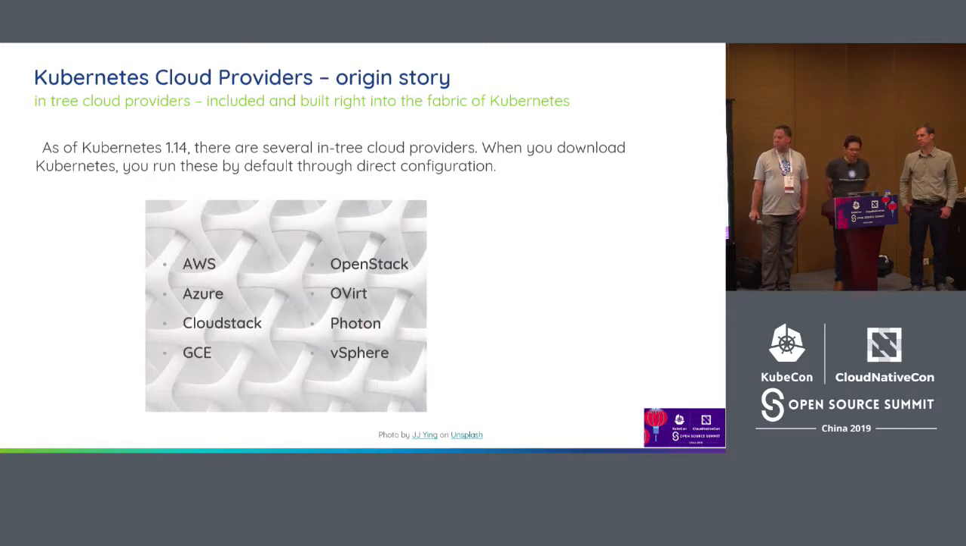The origin story for cloud providers is, and still the case as of 1.14, that all of these abstraction layers for eight very popular things to host Kubernetes on are integrated into the very fabric of Kubernetes itself. It seemed like a good idea when Kubernetes was getting started, to make it convenient so that you could just deploy it and it just works. But just like they say in Kubernetes being a host of microservices, monolithic isn't always good. And bundling in these things by default had some issues.